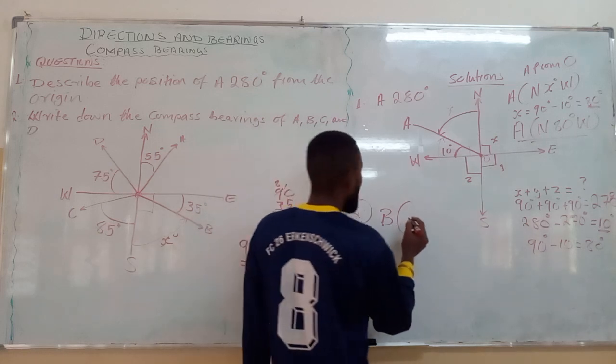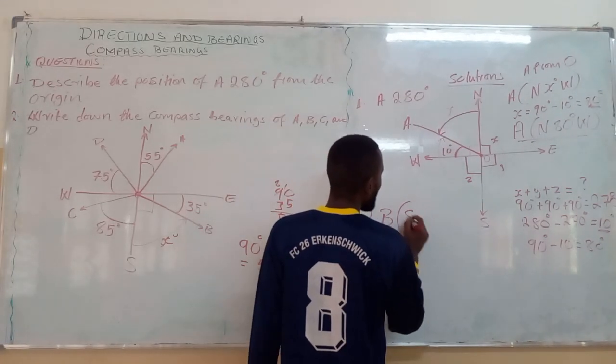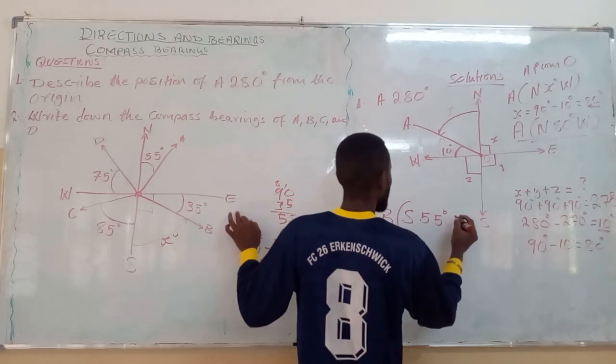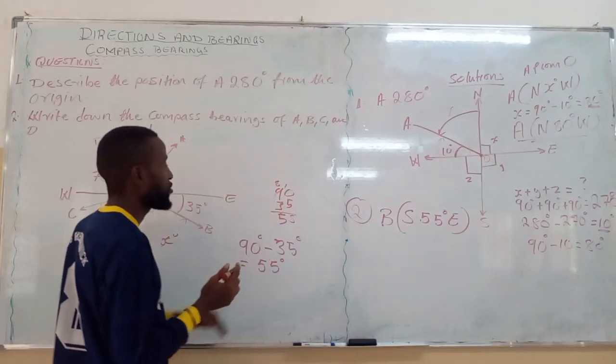So you can now come and name the position and say B is simply south 55 degrees east. And you are done. You have worked this out and you have found your answer there.